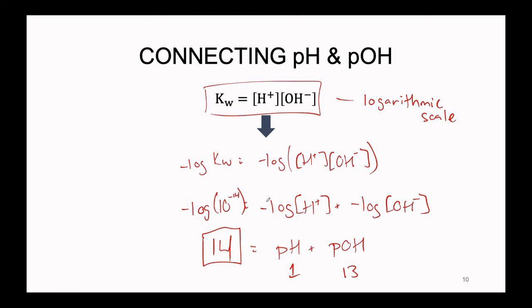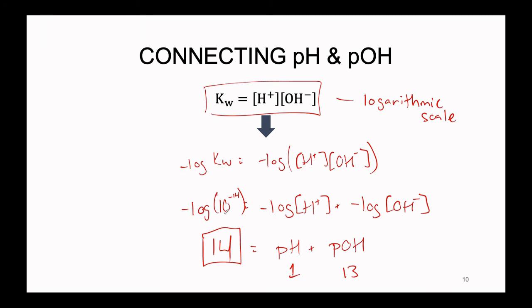Both of these numbers then also tell us what the concentration of our species is. The concentration of H plus in this hypothetical example will be 10 to the negative 1, and the concentration of our OH minus is going to be 10 to the negative 13. This again balances with our equilibrium constant being 10 to the negative 14.